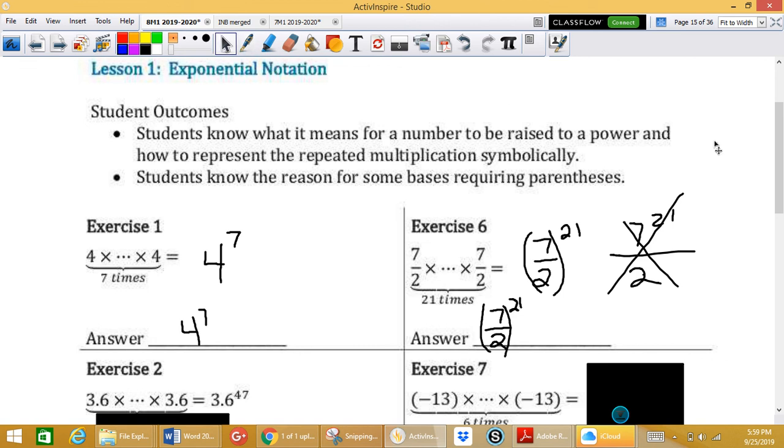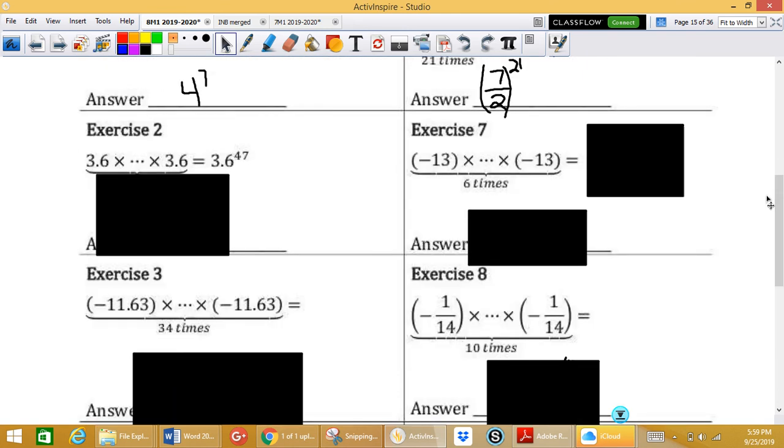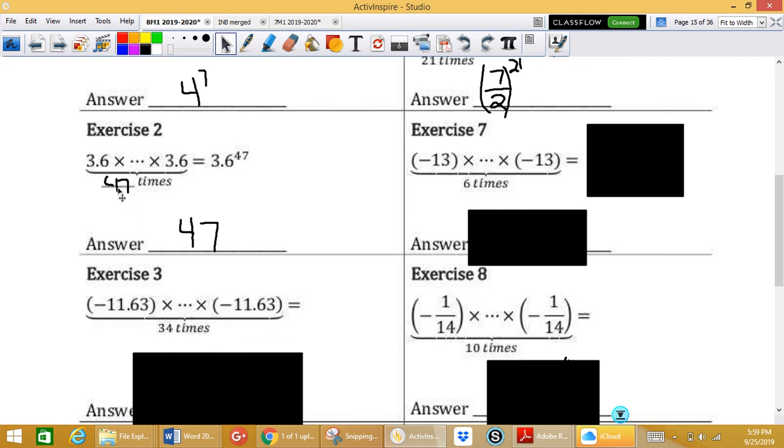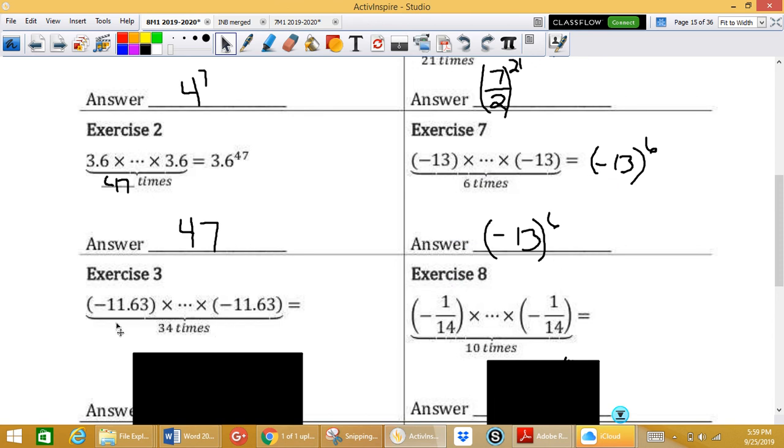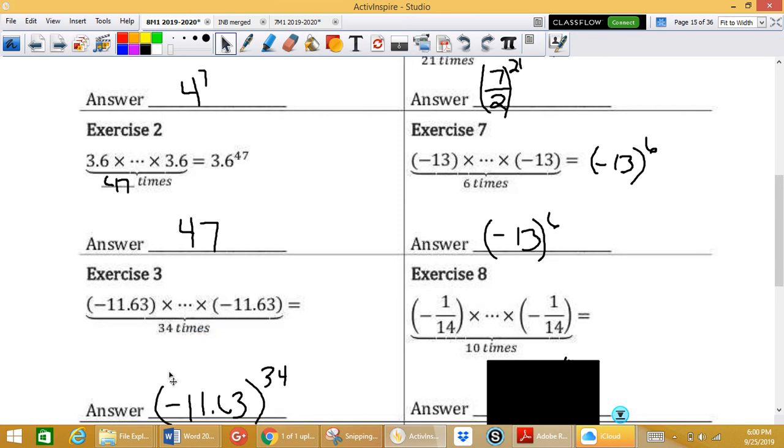The next one is 3.6 to the 47th, so that means that 3.6 is being multiplied by itself 47 times. Negative 13 times itself 6 times is negative 13 in parentheses to the 6th. Negative 11.63 34 times is negative 11.63 to the 34th.